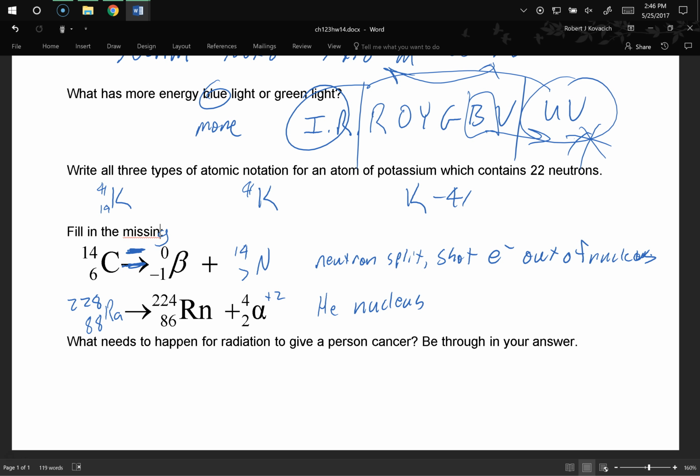Not a happy camper. So what does it do? It scavenges that beta particle, picks it back up or takes it from some other atom. And eventually that beta particle turns into just a regular old electron orbiting a nucleus.